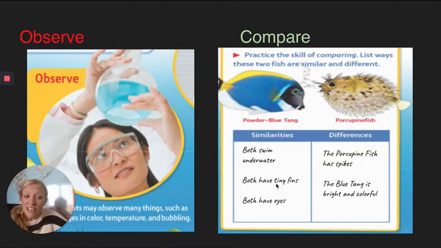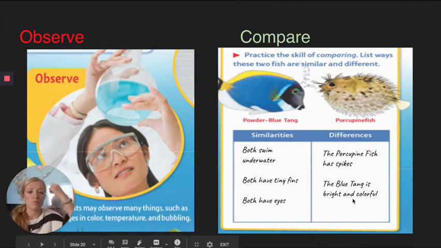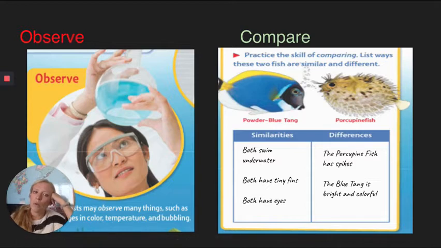Some differences, I noticed the porcupine fish has spikes, hence why it got its name, and the blue tang fish is bright and colorful. I can make an inference about which fish might camouflage better. What do you think? Yeah, the porcupine fish is going to be more camouflaged in its surroundings because it blends in. Blue tang fish is very blue, but maybe it will match the water. I could see an argument there.